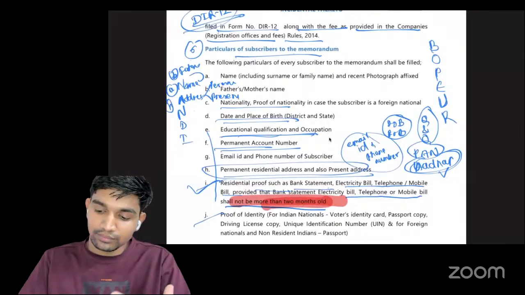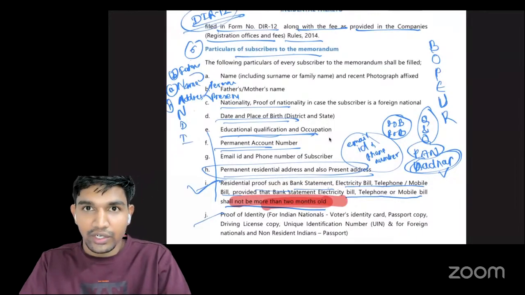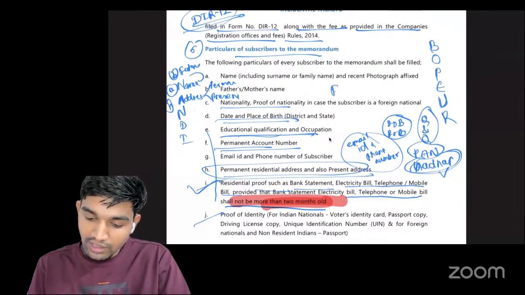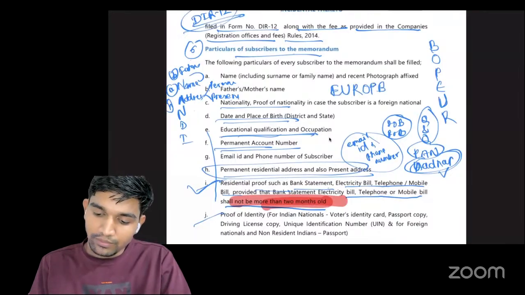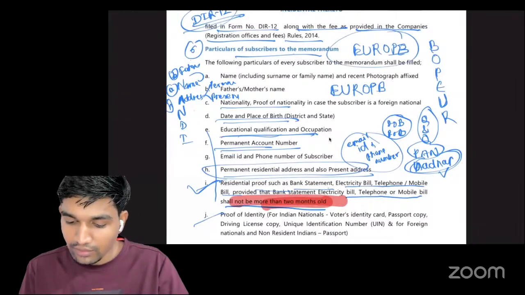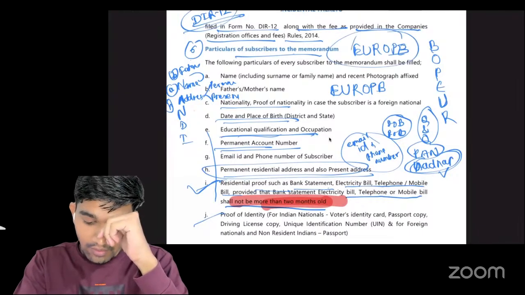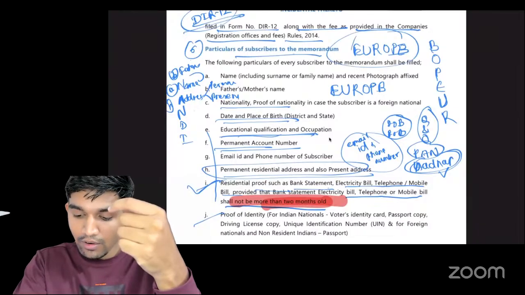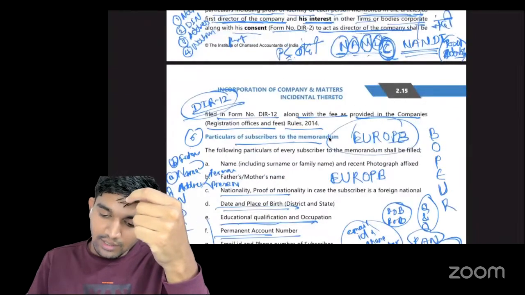Residential proof that you have to give. Then here you get EUROPE. What you have to do is convert this C into B, so it becomes NANDI EUROPE. So in Europe, E is for what? Email ID and phone number. U is for, so you can see how to remember this.